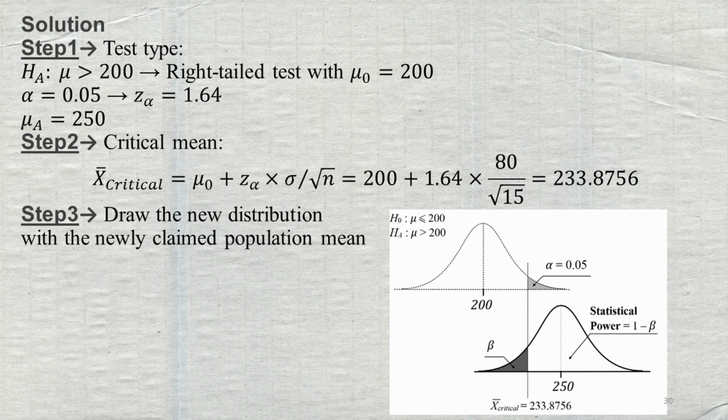Once you saw a few examples, the procedure becomes quite easy. Step 1. Test type. This is a right-tailed test with mu sub 0 equals 200. Alpha equals 0.05, therefore Z sub alpha is 1.64. Step 2. Calculate the critical mean. X bar critical equals 233.8756. Step 3. Draw the new distribution with the newly claimed population mean.